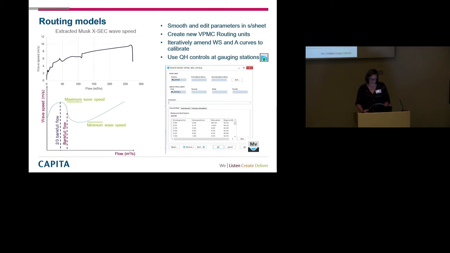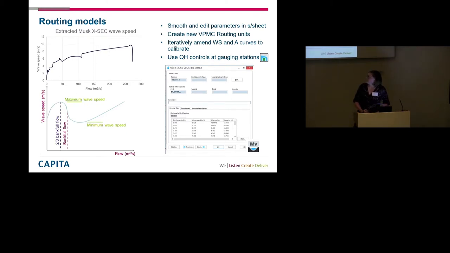With a routing model, you tend to start simply, so you have a section at the top and a section at the bottom. That's how we started. Then we also located some extra sections where there might have been a significant change in the parameter curves. But basically, we started with two sections, altered the wave speed and attenuation parameters, and then did that iteratively until we'd reached a reasonable calibration.